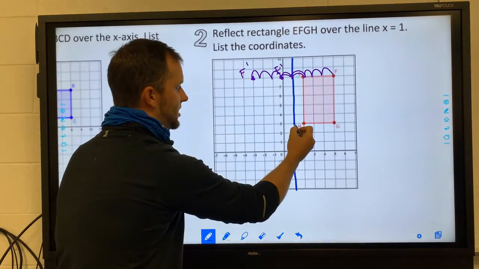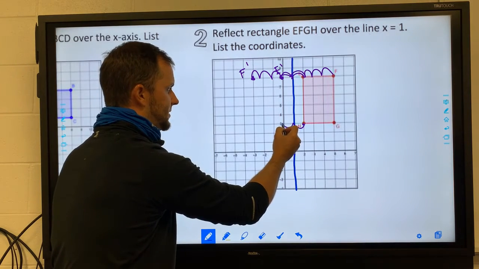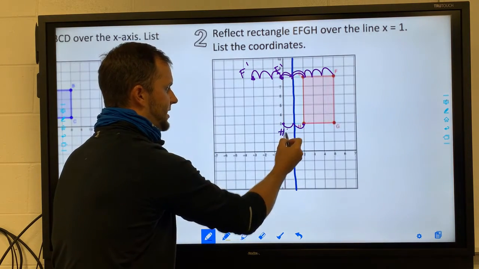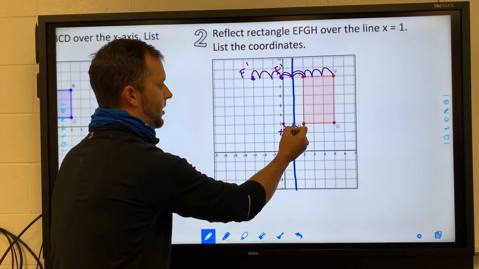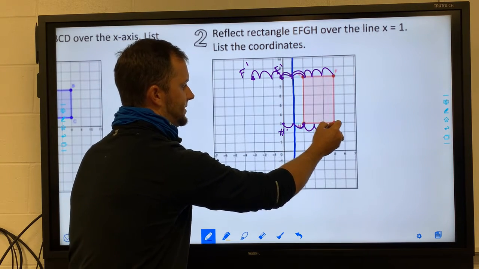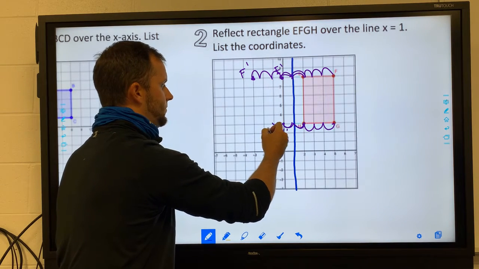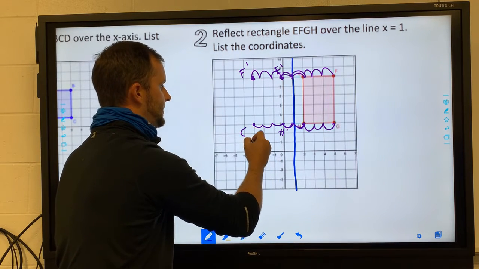Down here, H is one space away from x equals 1. So I'm going to go one space on the other side of x equals 1. This is H prime. Again, I'm going to go to x equals 1. I'm going to count over 1, 2, 3, 4 spaces to G. So I'm going to go on the other side of x equals 1. 1, 2, 3, 4. And this is going to be G prime.